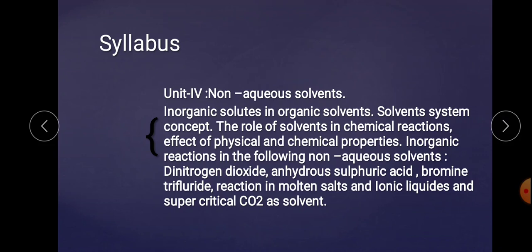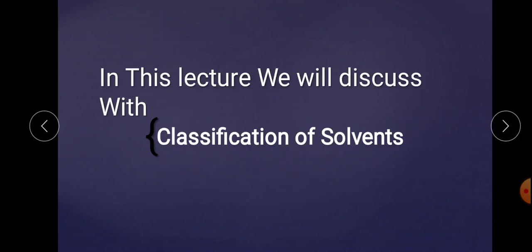It is related to inorganic solutes, inorganic solvents, the solvent system concept, the role of solvents in chemical reactions, and the effect of physical and chemical properties. It also covers inorganic reactions in non-aqueous solvents like dinitrogen tetroxide, anhydrous sulfuric acid, bromine trifluoride, reactions in molten salt, ionic liquids and supercritical CO2 as a solvent. So let's start the first topic, that is classification of solvent. In this lecture we will discuss the classification of solvents.